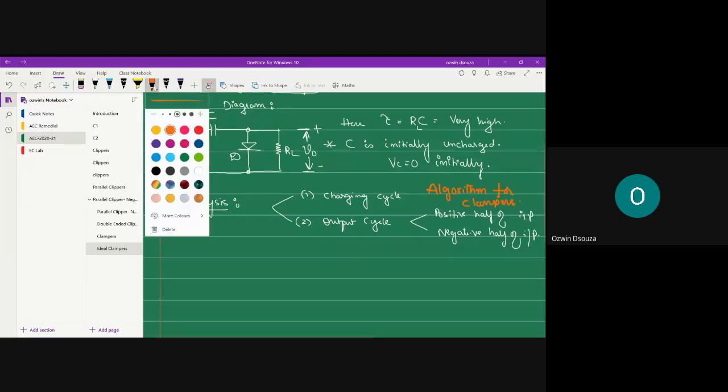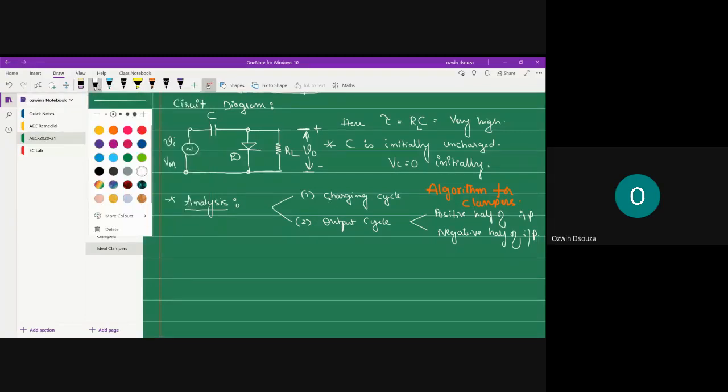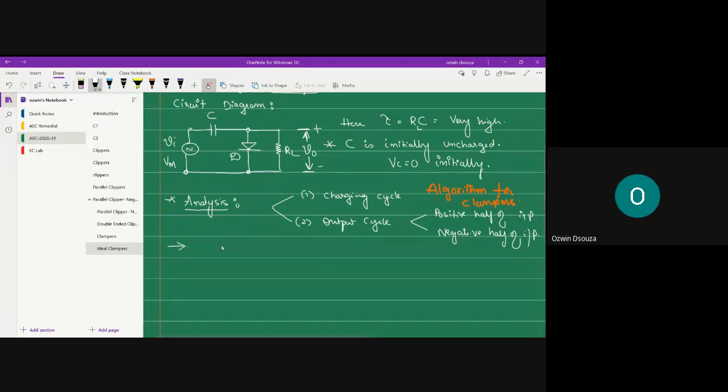Basically, you can analyze using a three-step approach. First step, find the charge on the capacitor. In the second step, find the output voltage for a positive half cycle of the input and for a negative half cycle of the input. So first, let us write down the charging cycle. Why is the charging cycle required? That's because we have a fresh capacitor, so the voltage across the capacitor is 0 volt initially. We must know to what voltage the capacitor is charged.